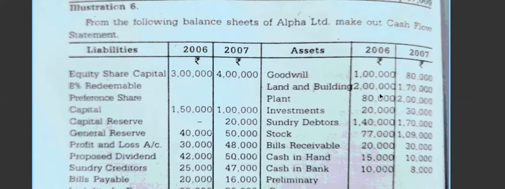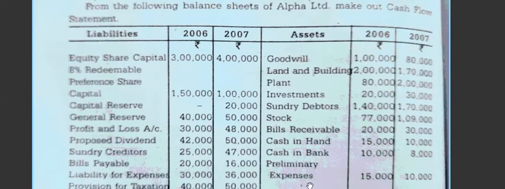You have to check the depreciation. If the depreciation is not there, then it is an investing activity. Plant will go for investing activity. Investments will go for the investing activity. Sundry debtors, stock, bills receivable, these three things go for the operating activities. Cash in hand and cash at bank will come at the end. Preliminary expenses will go for the operating activities.